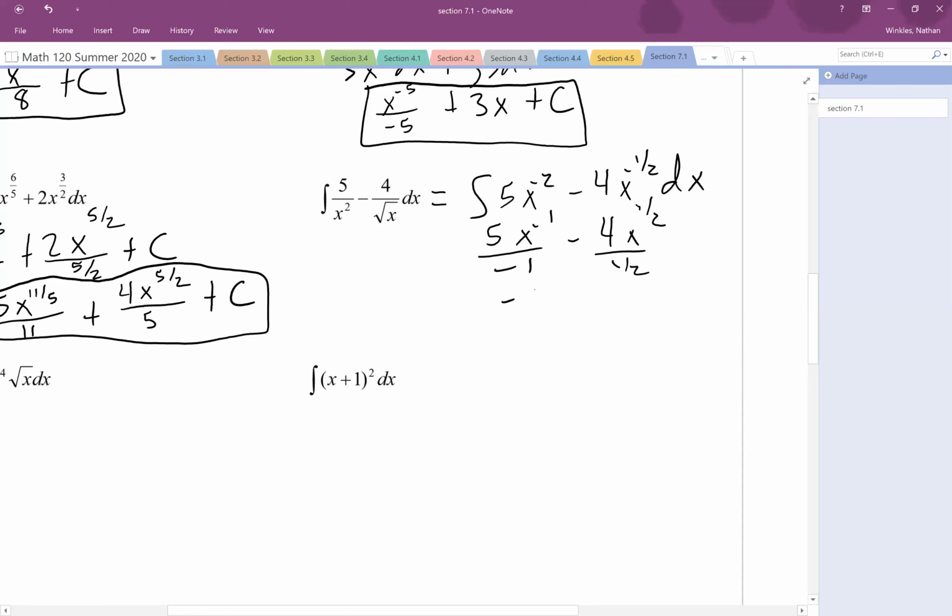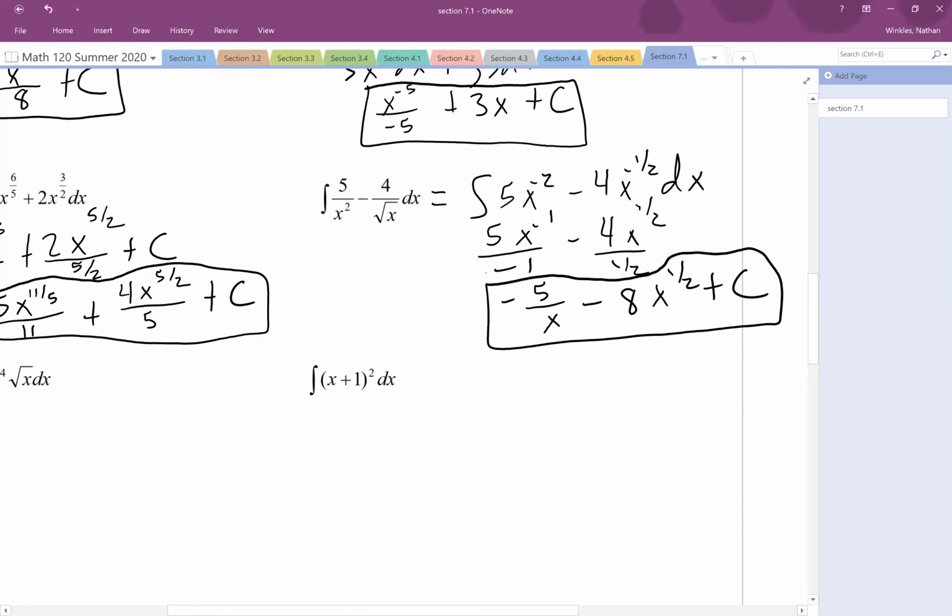So we end up with minus 5 over x minus 8x to the 1/2 plus c. I prefer not to have negative exponents if possible. If they gave it to us with not having negative exponents, give it back in the same way.